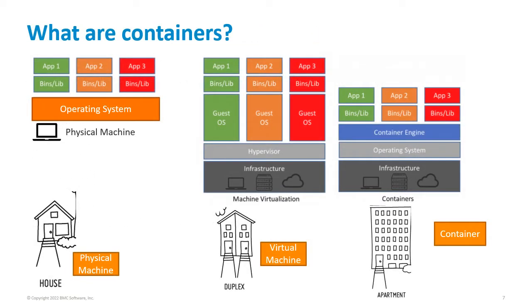The analogy I like to use for containers is that of a house, which corresponds to a physical machine, a duplex, which corresponds to a virtual machine, and an apartment, which corresponds to a container. In the house, you're solely responsible for the whole structure. In a duplex, there's a sharing of external structures, and in an apartment, there's both external and internal structure sharing. In a physical machine, the operating system has applications that run side by side, and one can interfere with the other one.